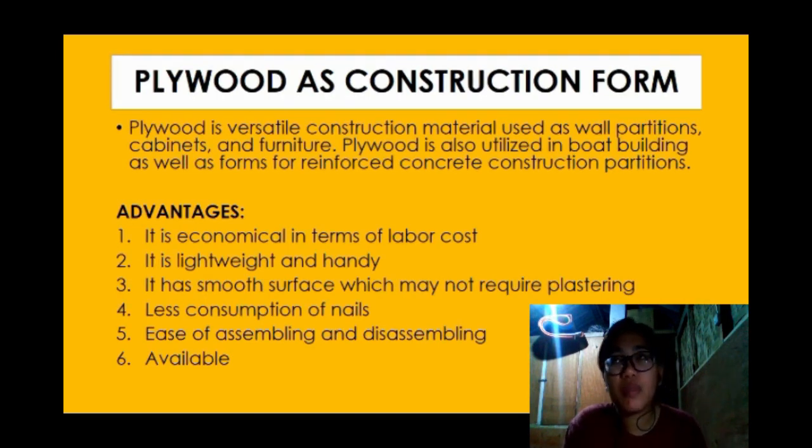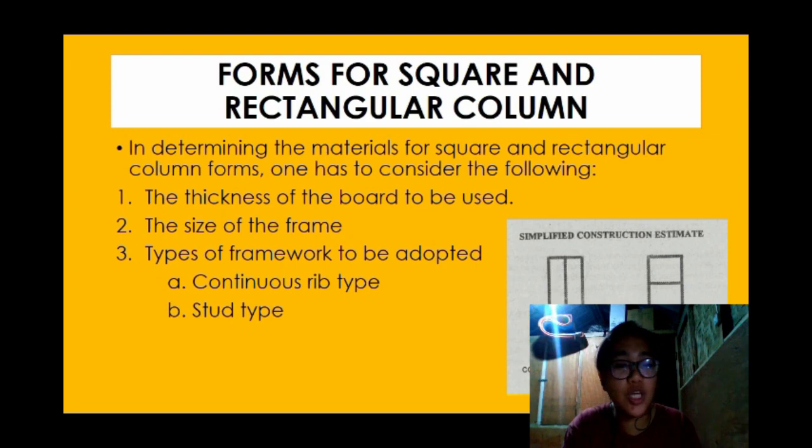So, forms can be square, rectangular, or circular. For square and rectangular column forms, we can determine the materials for it. We must consider the following: the thickness of the board to be used, the size of the frame, and the types of framework to be adopted, which could be continuous rib type or stud type.